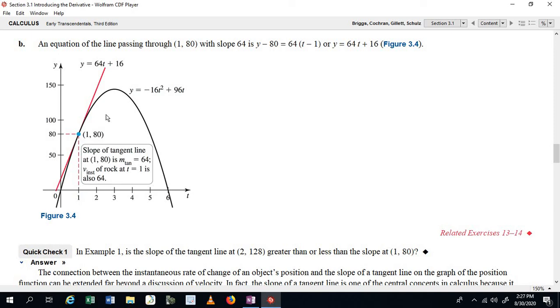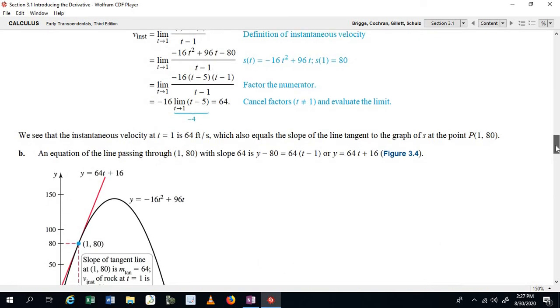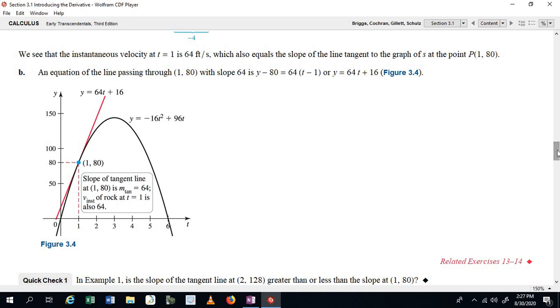Okay, so just to kind of wrap this up, when you find the slope of the tangent line at this point, not only are you finding the slope of the tangent line at that point, but you're also finding the instantaneous rate of change in the function at that point. And in this case, since this function is actually a position function, you're also finding the instantaneous velocity of the object at that point. Okay, so the instantaneous velocity of this object is 64 feet per second, right when t is equal to 1.